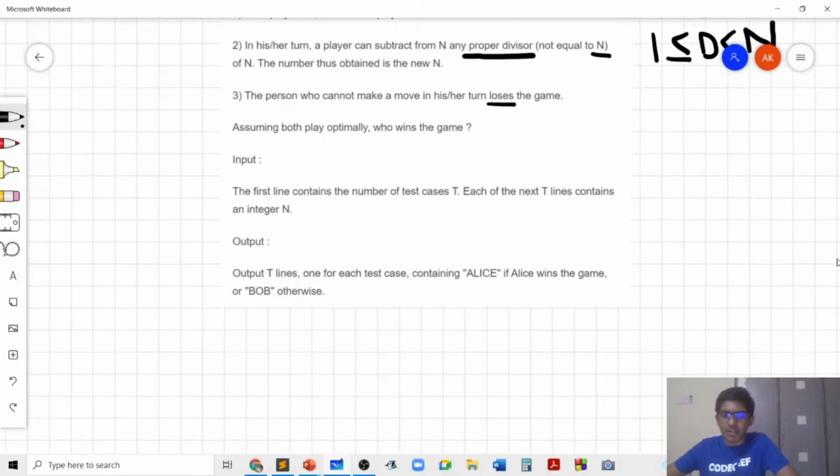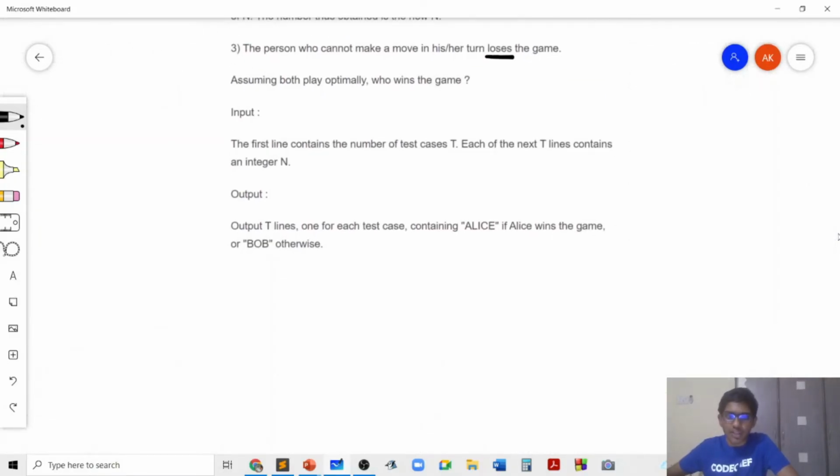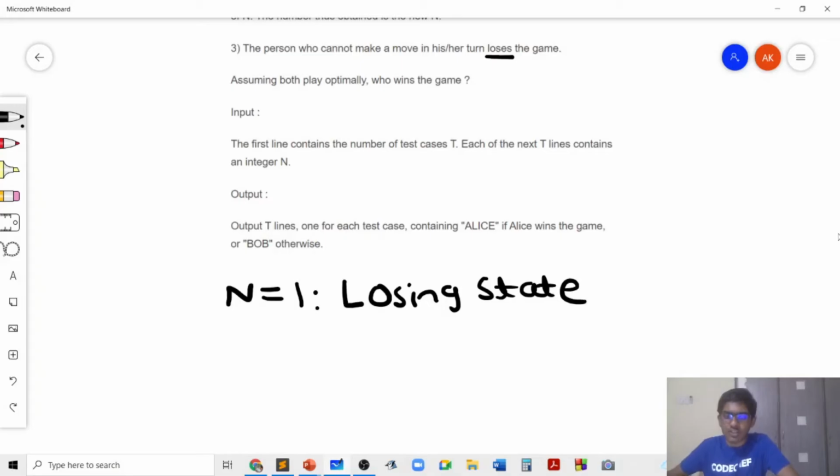So for example, if we have two test cases, and in the first test case n is 1, then since Alice starts the game, Alice loses the game and Bob wins. This is obvious because if n is 1, there's no divisor of 1 which is less than 1. That's why Bob wins the game. This is a losing state for the player who starts the game. So 1 is a losing state.